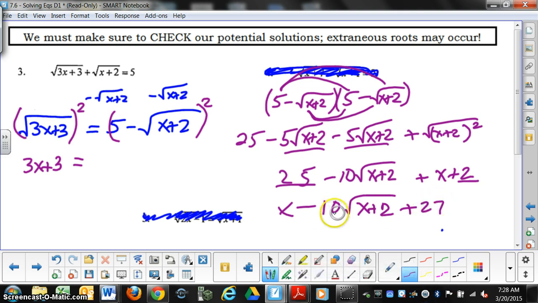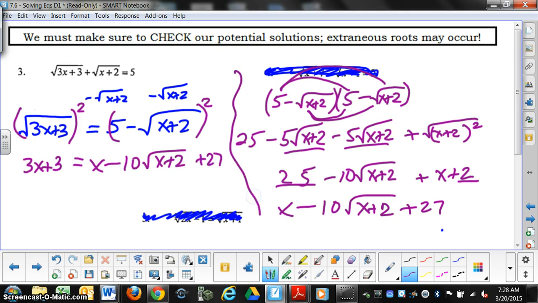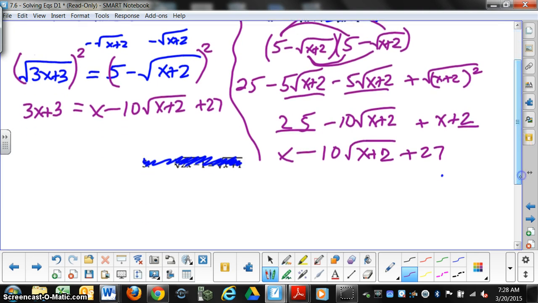Alright, so now I'm going to take this and put it in place of this right here. So I'm going to... oh, no, I'm not. I'll just rewrite it. Alright, so x minus 10 square root of x plus 2 plus 27. Put my little separator there. And now we have, look at this, an equation with a radical in it. We're going to call this a radical equation. Let's isolate our radical and square both sides. So it's kind of like starting a problem all over again.